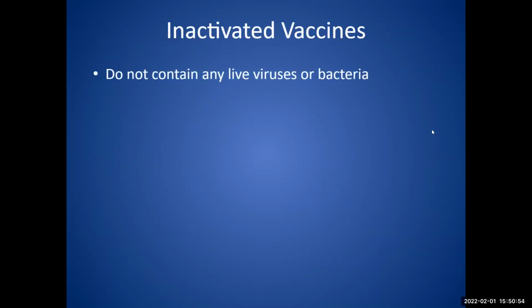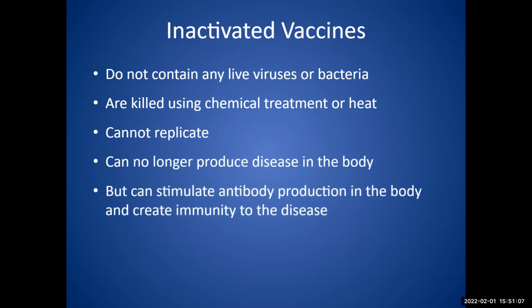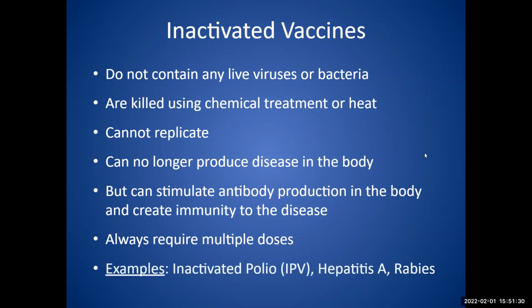So inactivated vaccines do not contain any live viruses or bacteria. They are killed using a chemical treatment or high heat. So they are unable to replicate and they can no longer produce the disease in the body, but they still stimulate our body's antibody production, which create immunity to the disease. And these ones always require multiple doses because they're not live, right? So it takes a couple opportunities of introducing this killed virus or bacteria into your body in order for it to create the antibody production. So examples are the inactivated polio, which is IPV, hepatitis A, and the rabies vaccine.